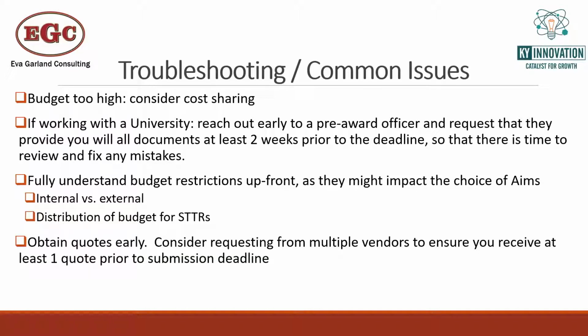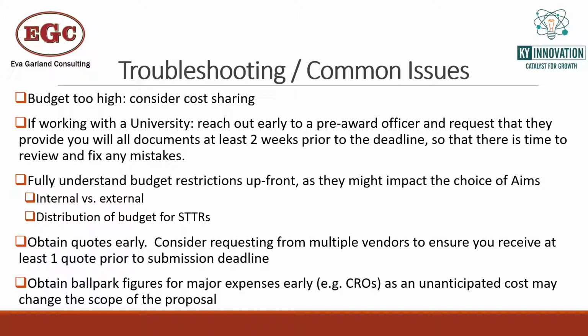Obtain your quotes early. Sometimes what you can do is request quotes from multiple vendors to make sure at least one comes back on time. We often have that happen where you're 3 weeks out from the grant and you've got to get this quote. If you are really heavily reliant on a certain quote coming in, you can sometimes ask multiple vendors to provide you with quotes so you at least get one in on time. And then make sure you've got ballpark figures really early on so that you have a sense of how the budget's going to potentially affect the scope of the proposal.